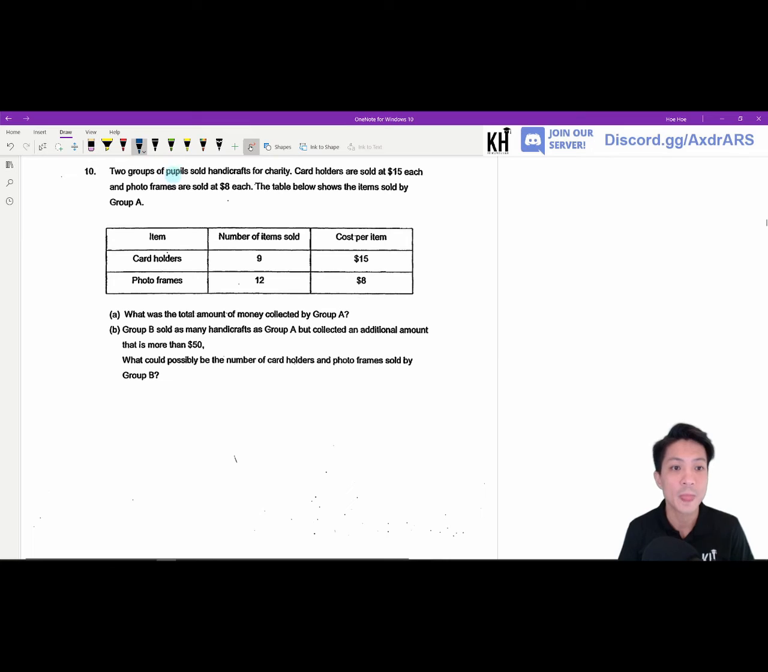Okay, question 10. Two groups of people sold handicrafts for charity. Card holders are sold at $15 each and photo frames are sold at $8 each. The table below shows the items sold by group A. What was the total amount of money collected by group A? So this will be 9 times 15. This will be 12 times 8. 135.